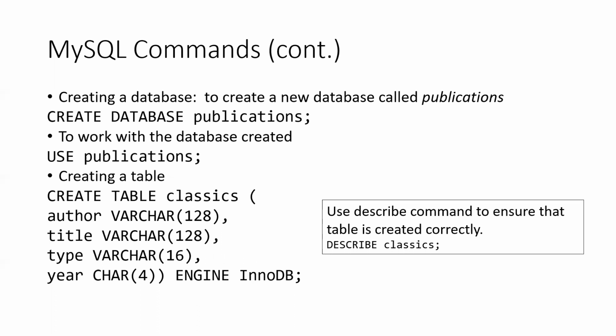So can somebody explain to me the difference between VARCHAR and CHAR here? Why they have considered VARCHAR for author, title, and type, whereas for year you have specifically said it's a character type, and then you put 4? Yes, you said you have already learned, right?